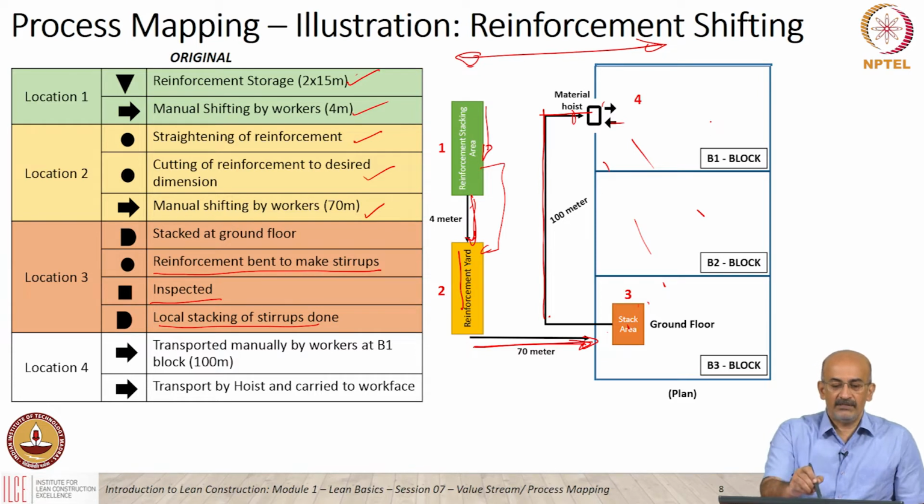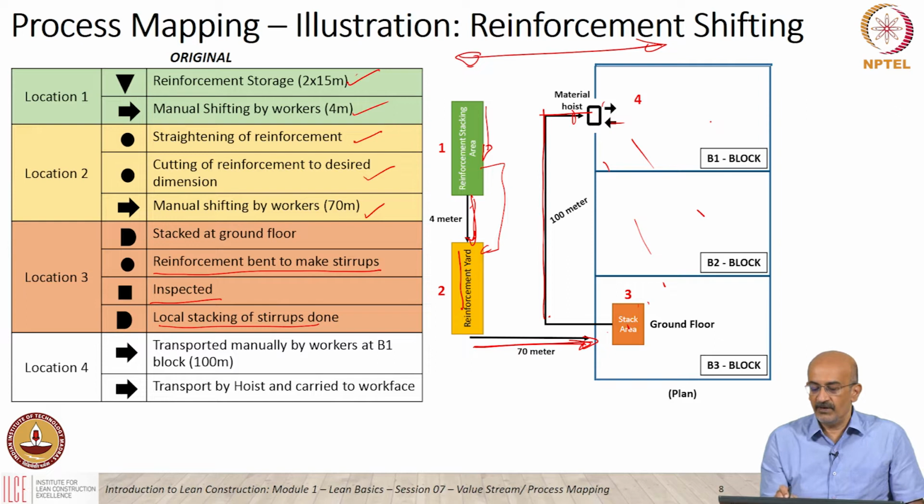The process map here lists the details. So for example, in location 1 we have reinforcement in storage. Then we have manual shifting by workers, which is here. We have straightening of reinforcement occurring here, cutting of reinforcement at desired dimension occurring in stage 2, and then it's manually shifted to the next location.